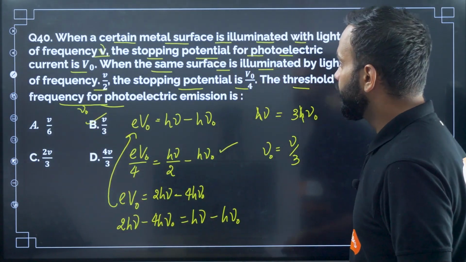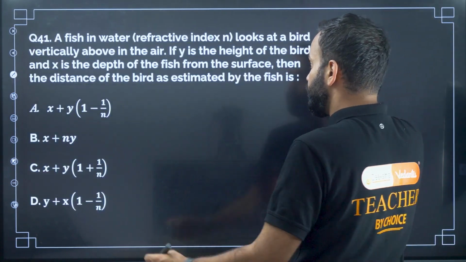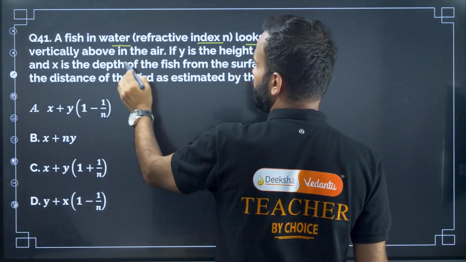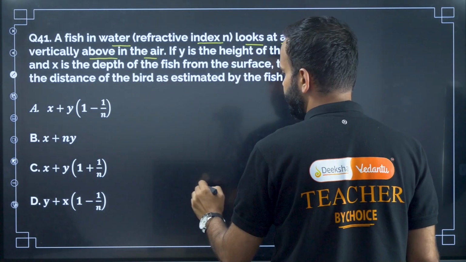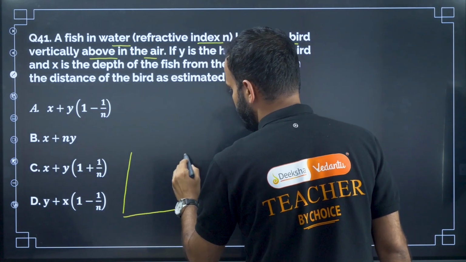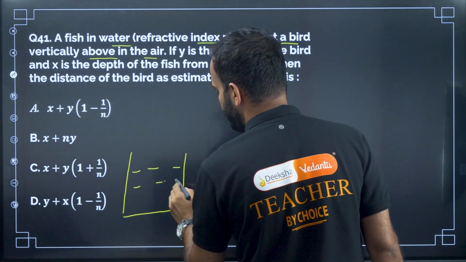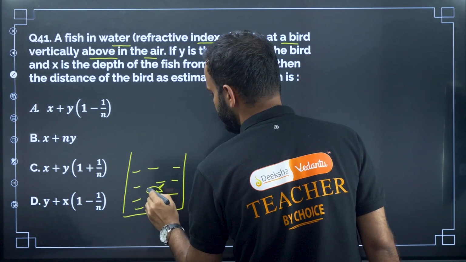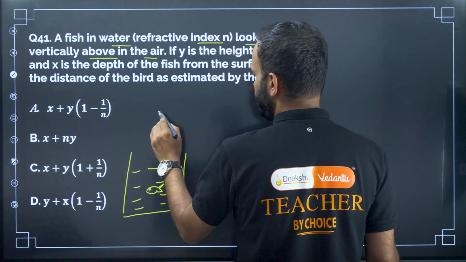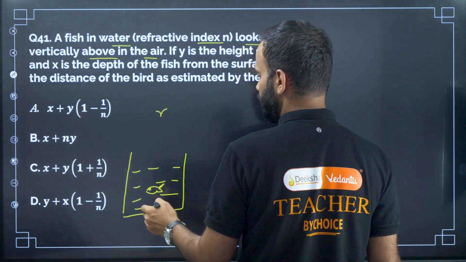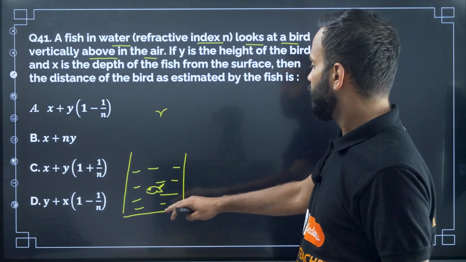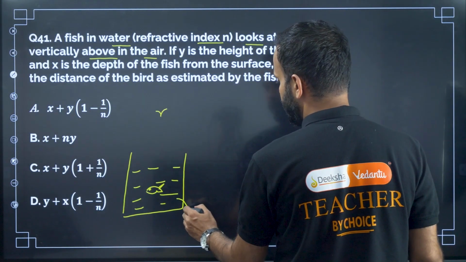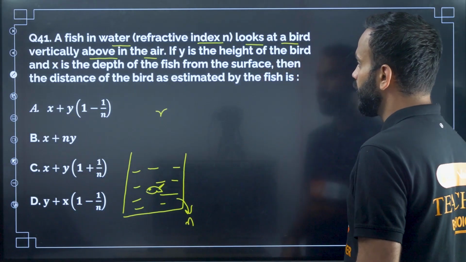Next one, question number 41. A fish in water of refractive index n looks at a bird vertically above in the air. Let us draw the diagram. This is the water, the fish is in the water, and this is the bird. The fish looks at the bird vertically above, and the refractive index of the water is n.